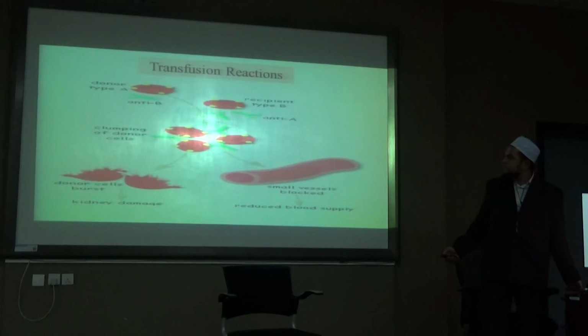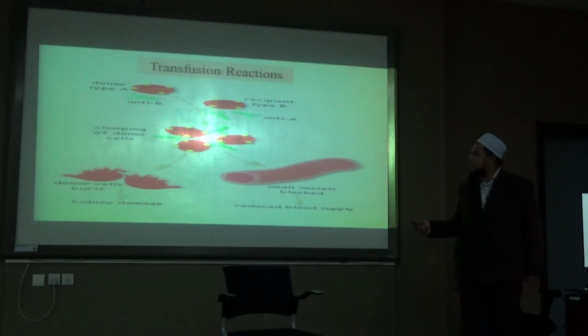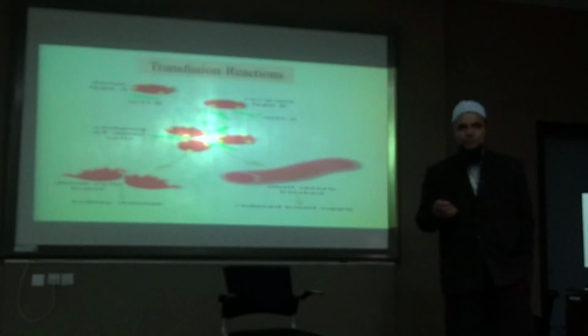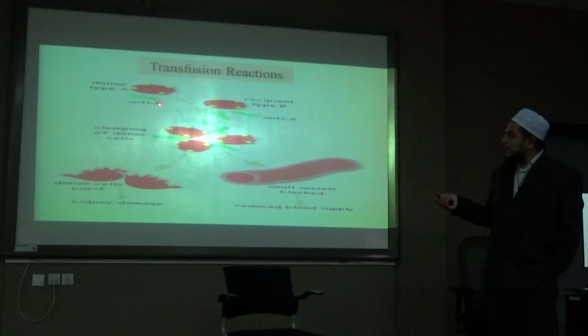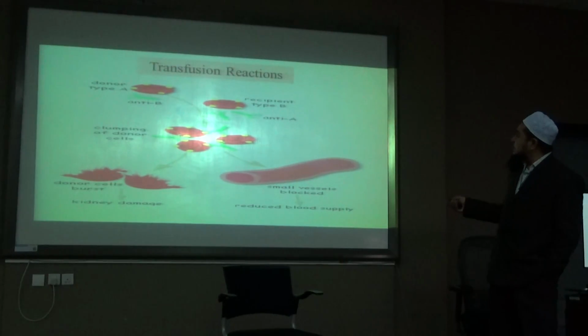Here the RBCs, antibodies are there, anti-B. So for example, this is a donor type A. It has A antigen here and it has anti-B. And this is a recipient. This is the mismatched transfusion.